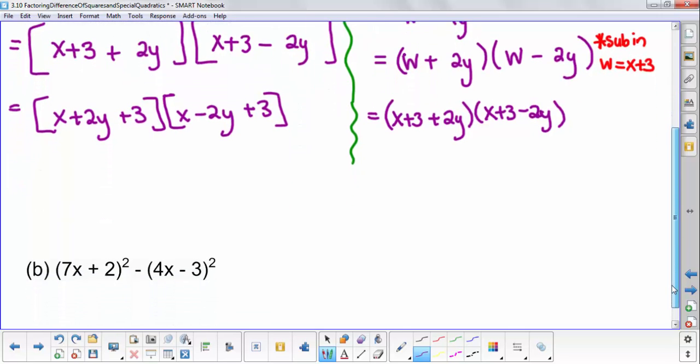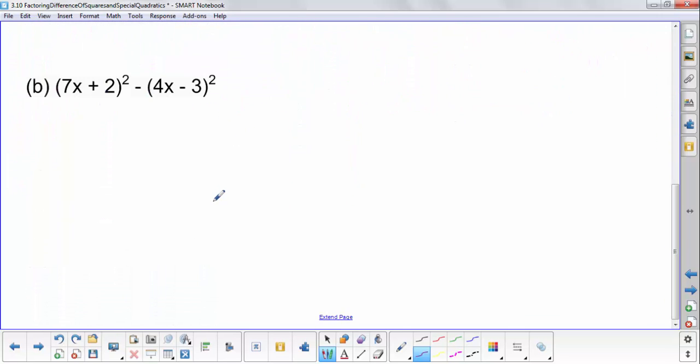Okay, let's try one more. Again, I will show you a direct way and the substitution way, and then you can choose. I have two terms, both squared, being separated by a minus sign, so I'm going to do difference of squares. In this case, it's super important to stay organized, so you are going to use brackets inside of square brackets. The square root of this first term is just going to be what's inside the brackets, the 7x plus 2.